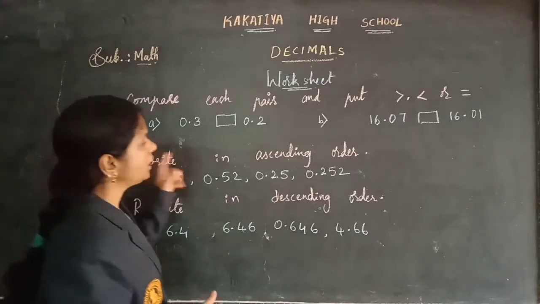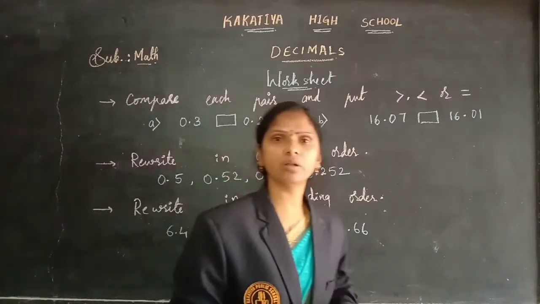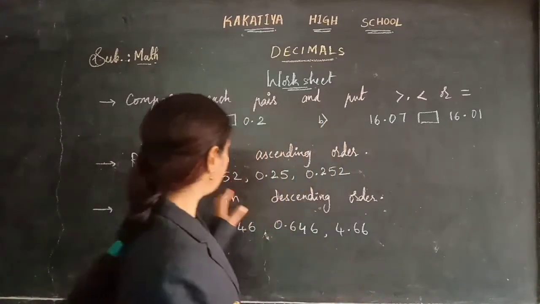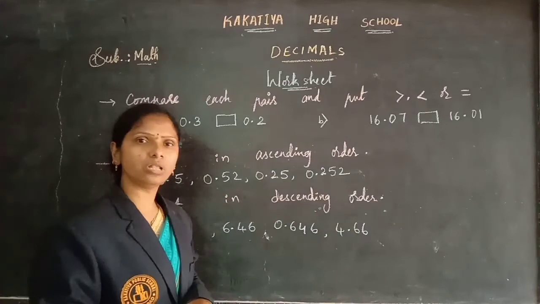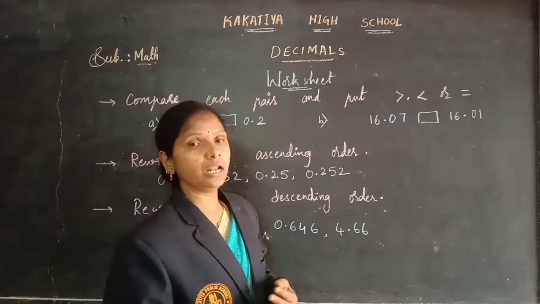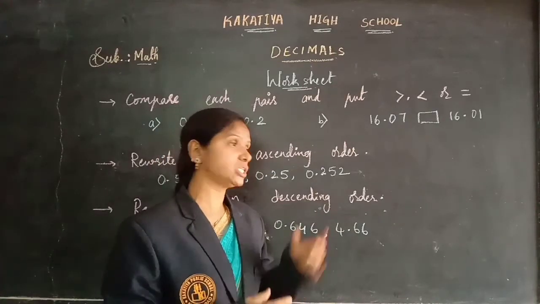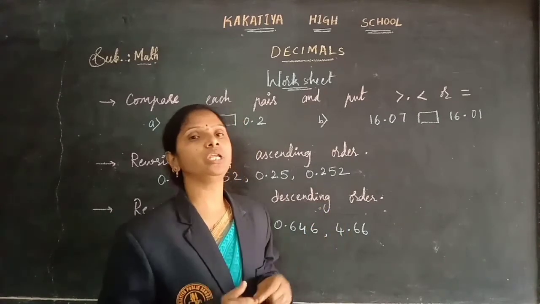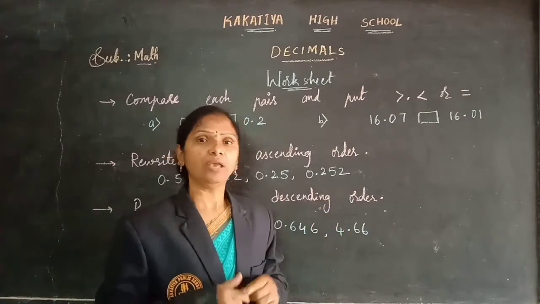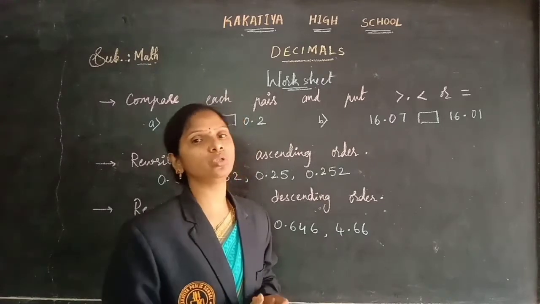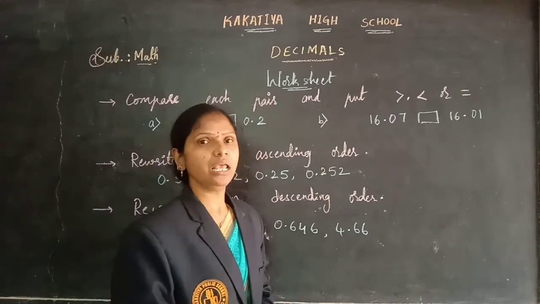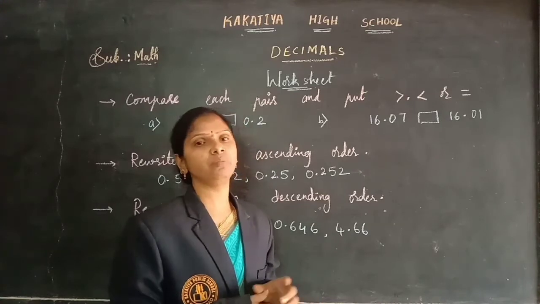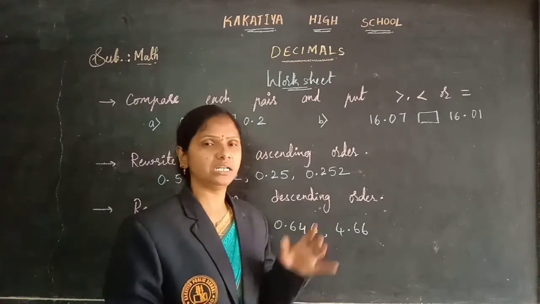Now the second one, rewrite in ascending order. Ascending order means small to big, children. Here you need to arrange the given series from small to big, children. How to arrange? First you need to change the given decimals into like decimals. Later on you need to check the integral part. If the integral parts are the same, then you go to the decimal part for that number, children. If the integral parts are different, then only there you can arrange in ascending order.